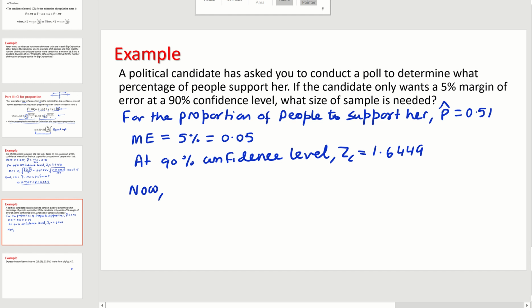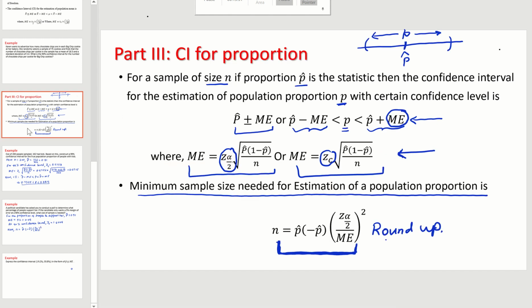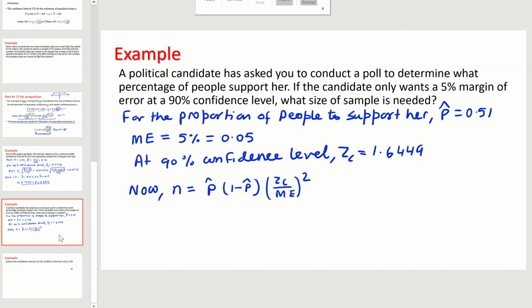confidence level. So the sample size required for this is n equal to p hat times 1 minus p hat, multiplied by z sub c divided by the margin of error, squared. It is this formula here. Z sub alpha over 2 is the same as z sub c. That's why I use z sub c here.